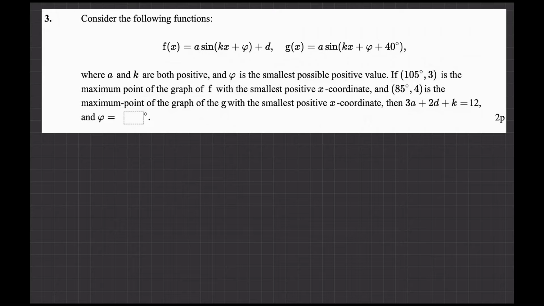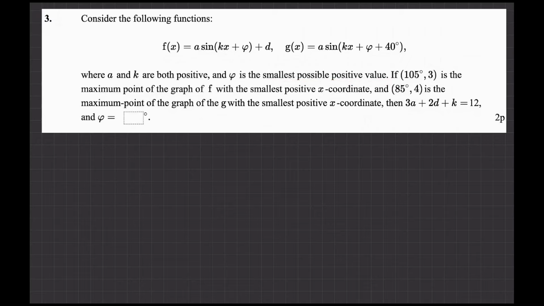Okay, finally the last problem, question number 3. Consider the following functions. f of x equals a sine kx plus phi plus d, g of x equals a sine kx plus phi plus 40, where a and k are both positive and phi is the smallest possible positive value. If 105 degrees and 3 is the maximum point of the graph of f with the smallest positive x-coordinate, and 85 degrees and 4 is the maximum point of the graph of g with the smallest positive x-coordinate, then 3a plus 2d plus k turns out to be 12. We want to find phi. And of course, you remember, phi is the smallest positive value.